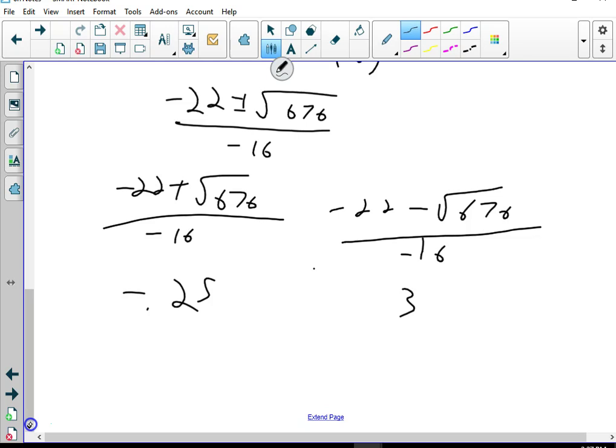You're right. The first one should be negative 0.25, which again, why did we throw this out? Why did we throw that out? Because you're negative. You can't go back in time.